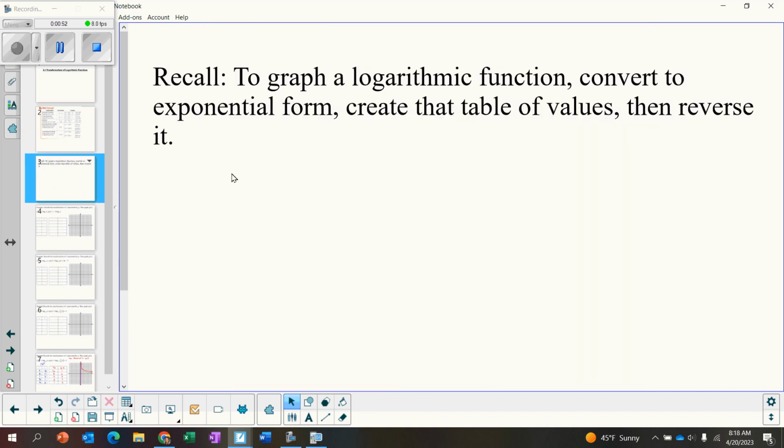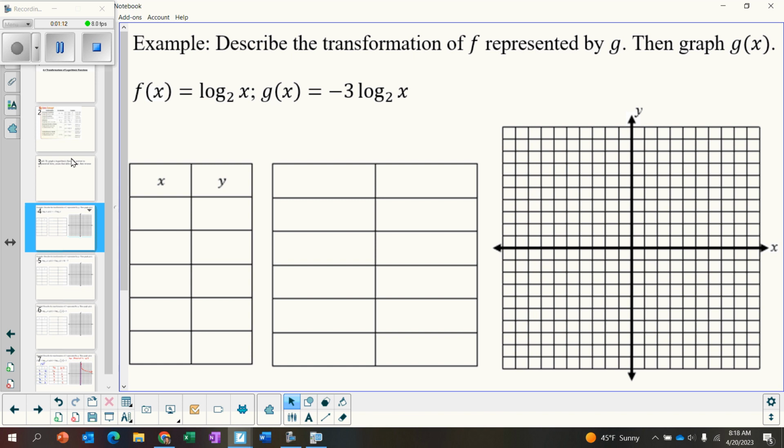Recall, we were creating So for our first example, we have log base 2 of x is the parent function. Now we're going to do negative 3 times the log base 4 times. So we have two things. We have a negative, which is a reflection in the x-axis because it's up front.